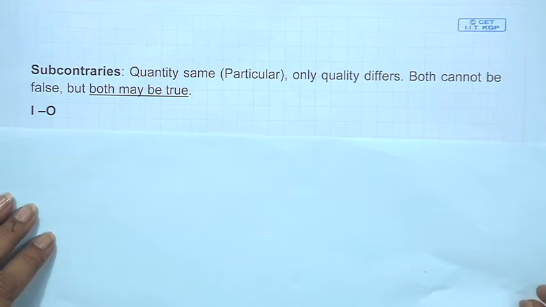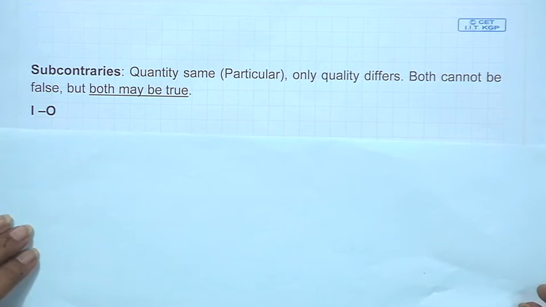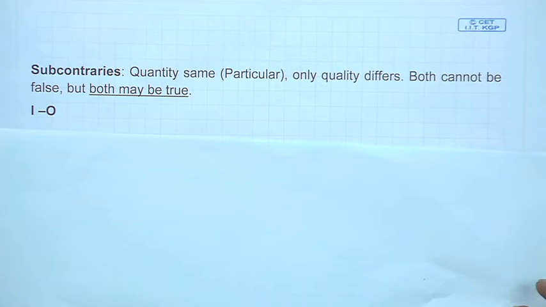So, here is what we would call the sub-contraries. Sub-contraries, remember, between I and O. And here also what happens is the quantity is the same.